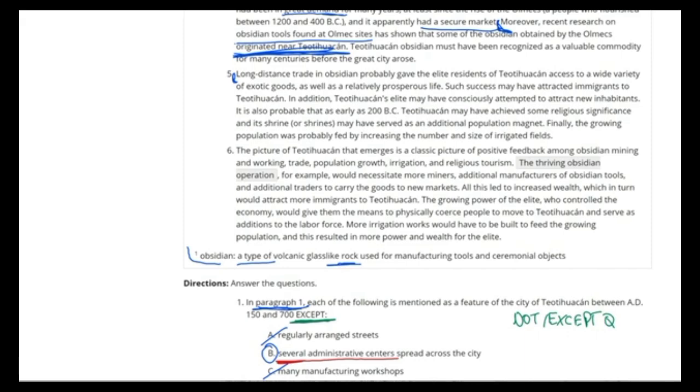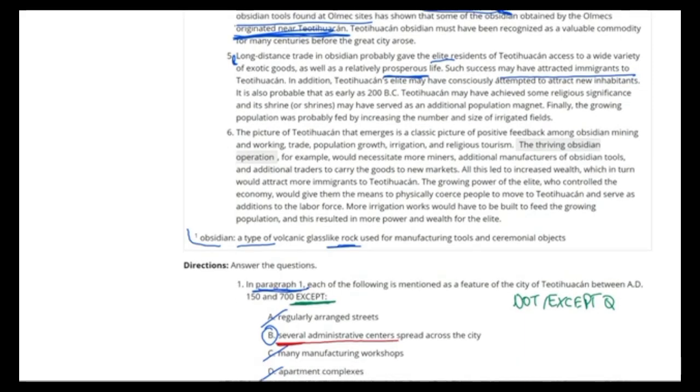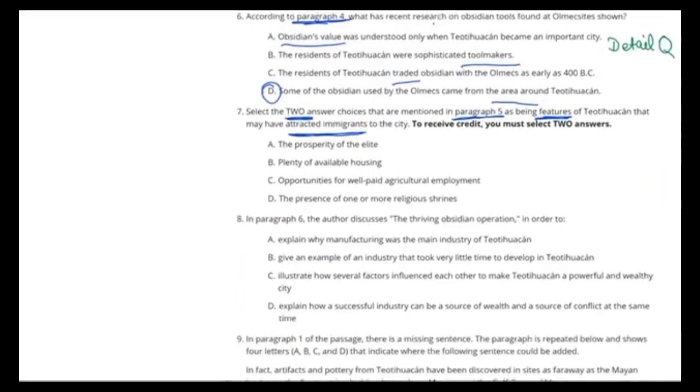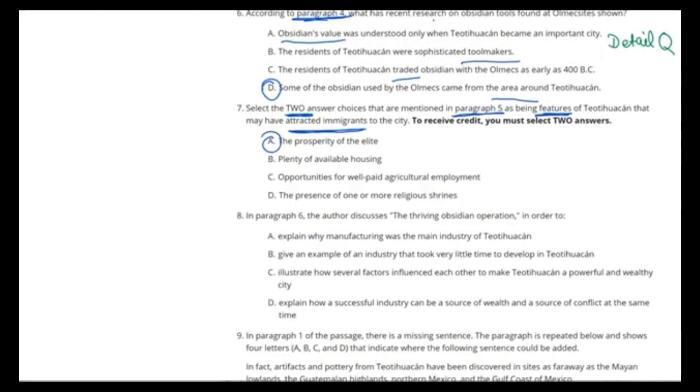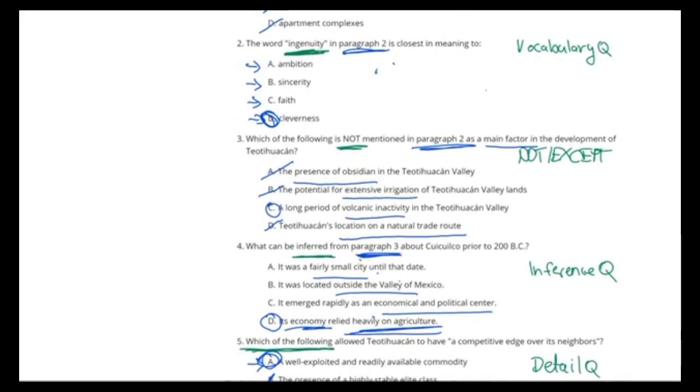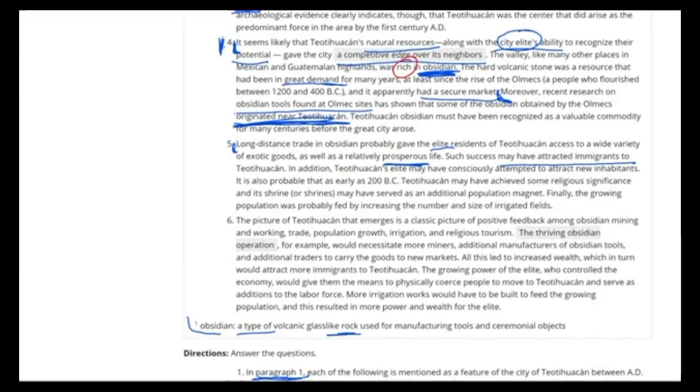Long-distance trade in obsidian probably gave the elite residents of Teotihuacan access to a wide variety of exotic goods, as well as a relatively prosperous life. We remember that from the answers, right? They talked about the prosperity of the elite, so this could be a correct answer. Such success may have attracted immigrants to Teotihuacan. This is our first correct answer, the prosperity of the elite. So we already have one. That's amazing. Let's go back to the text and let's go on.